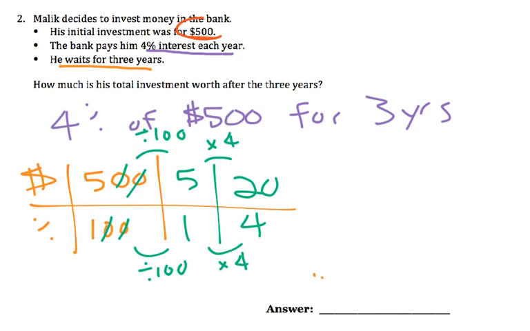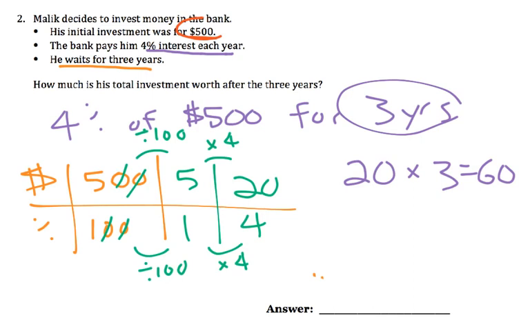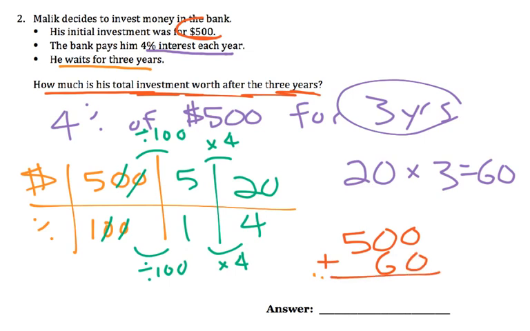A common mistake here would be to just do 500 plus 20 and say that's how much his investment is worth, but we have to deal with this 3 years. So we're going to take the $20 of interest and multiply it by 3 to get 60. And then, going back to the question, it says how much is his total investment worth after 3 years? Well, he started with $500, and he got $60 more from interest. So now, his investment is worth $560.